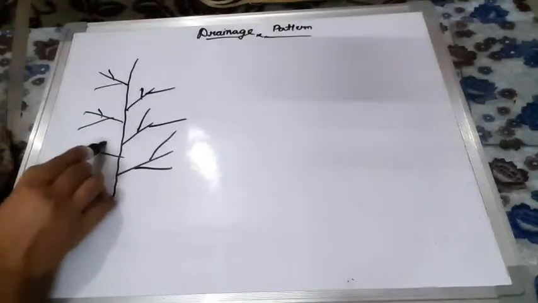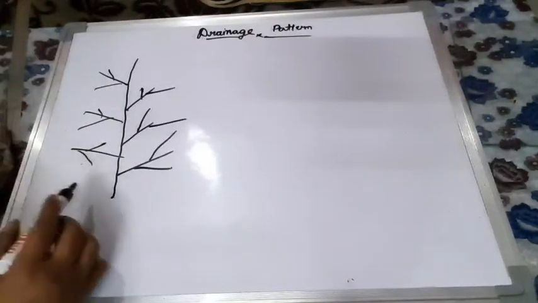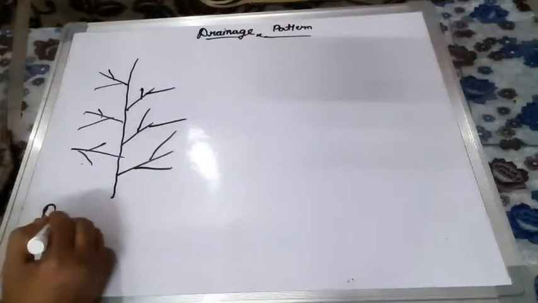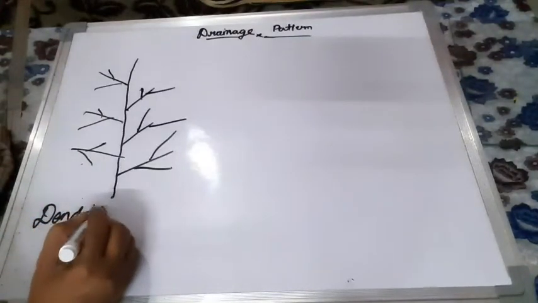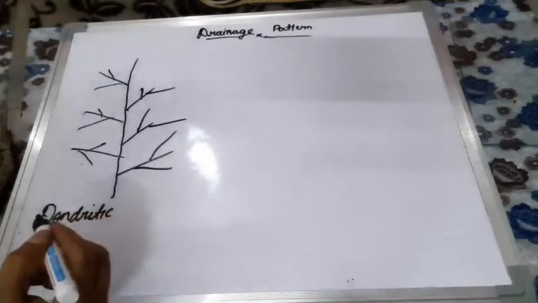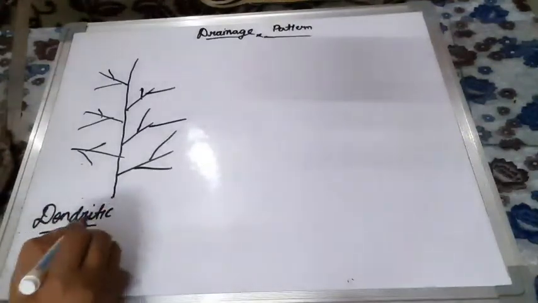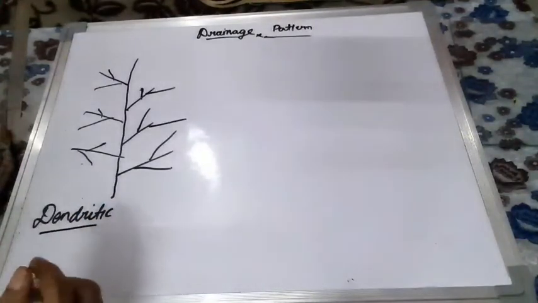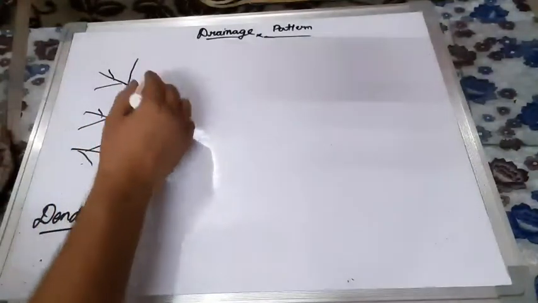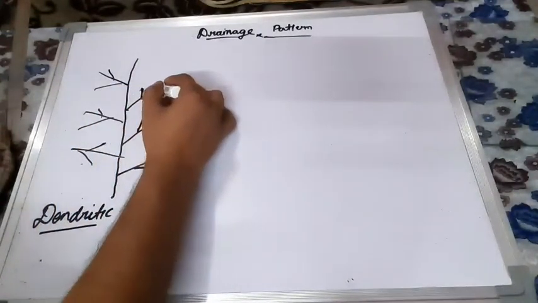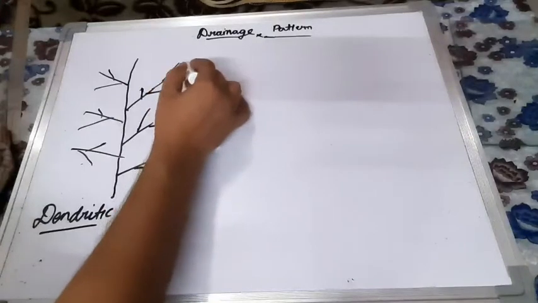Okay, if you find a pattern like this, then it is called dendritic pattern. Okay, this one is called dendritic pattern. If you find drainage in this form, then it is called dendritic.